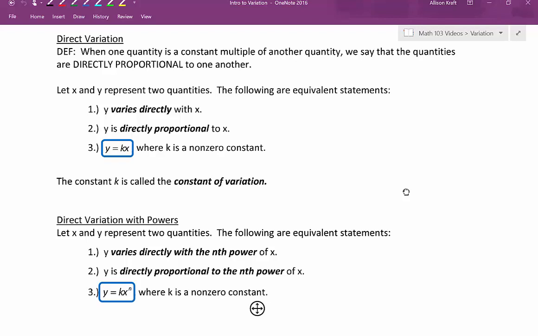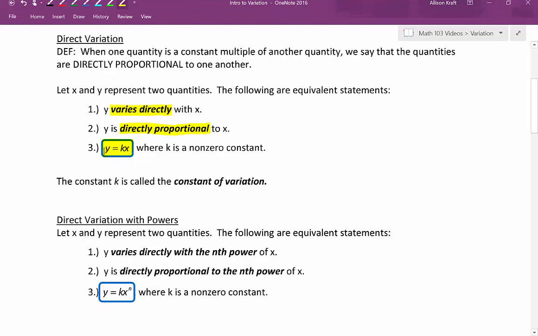Y varies directly with x, y is directly proportional to x, and y equals k times x, where k is a non-zero constant. To simplify this, there are basically two different ways that we can state that there is direct variation happening: varies directly and directly proportional. Anytime you hear either of those two statements, it means that you are going to be multiplying k by something. And we get this equation y equals k times x.